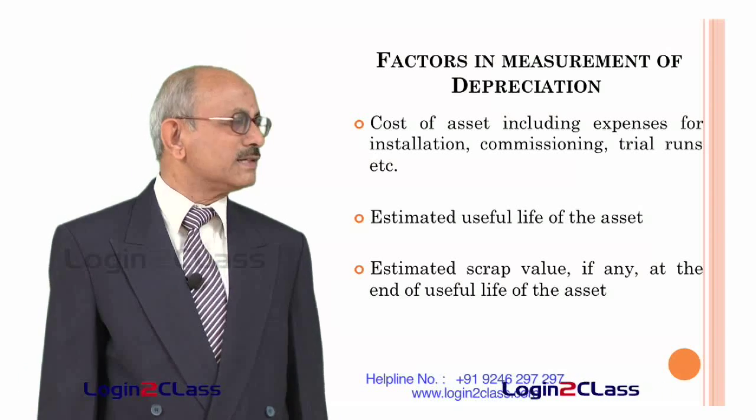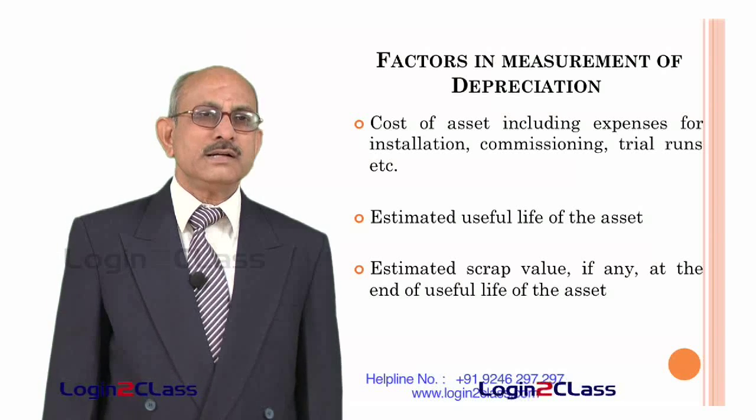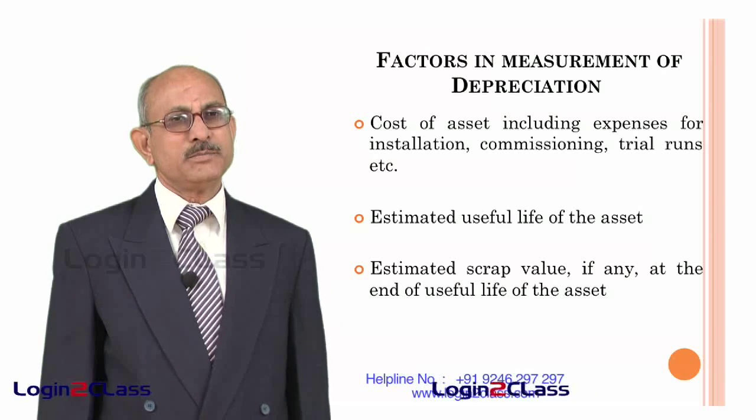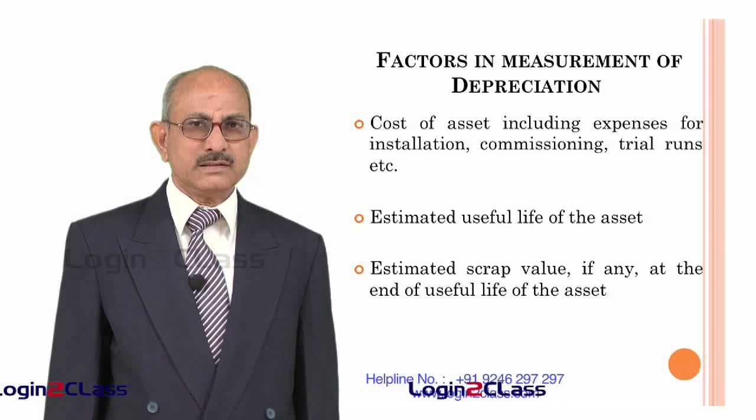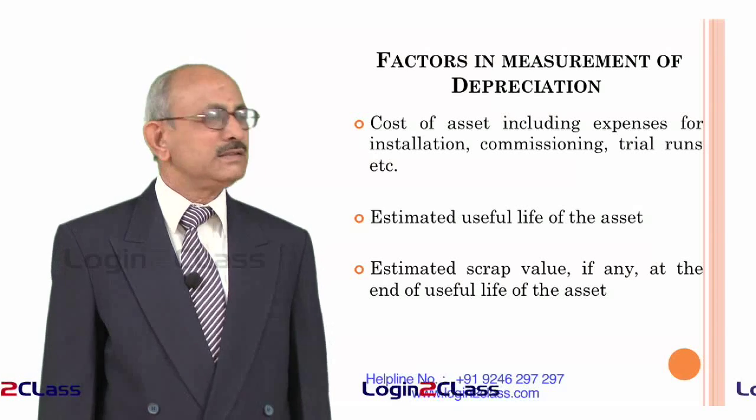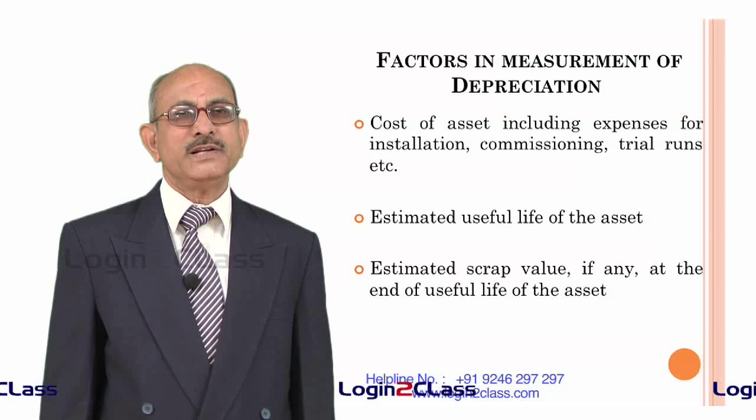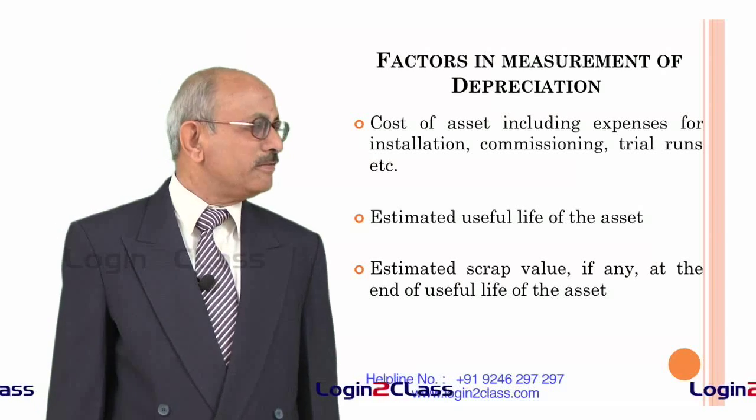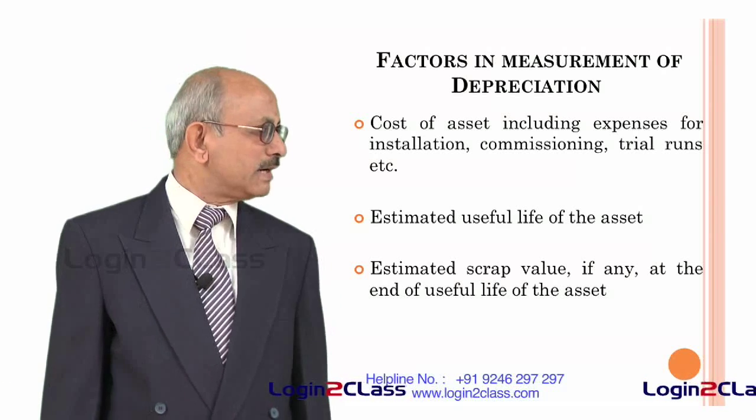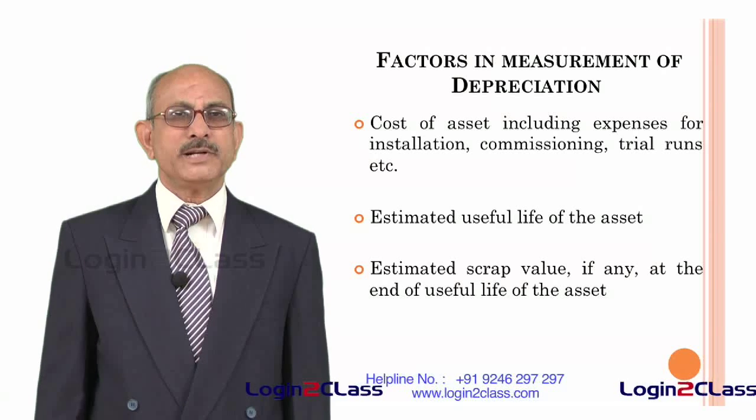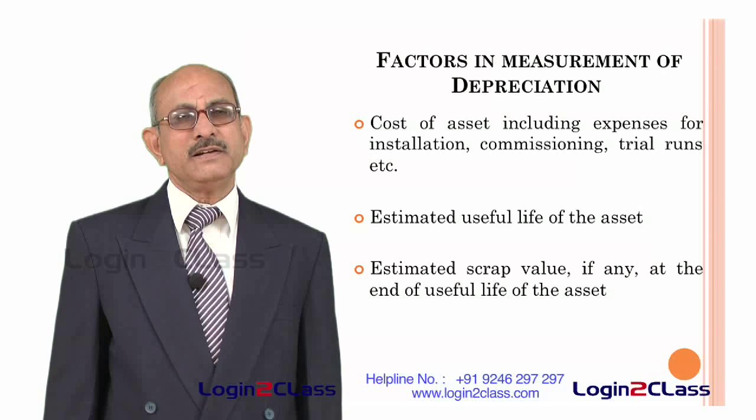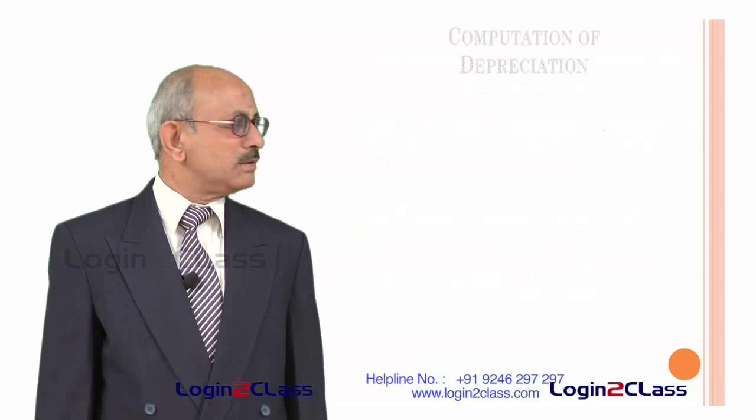So once we know these factors, then we can go to the actual measurement of depreciation. So the factors which are needed for measuring the depreciation are: one is the cost of the asset, that is normally the historical cost. Second is the estimated useful life of the asset, and third is the estimated scrap value, if any. It is not necessary that every asset must have a scrap value, it could be zero also, but wherever it is having scrap value, that has to be estimated and that has to be taken into account in measuring depreciation. So with all the three factors known, we now can calculate the actual amount of depreciation.